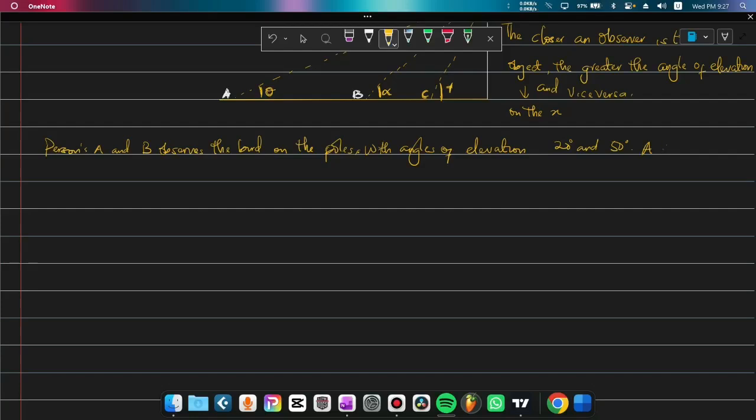Person A stands, let's say, 20 meters away from the pole, and B stands 5 meters away from the pole.